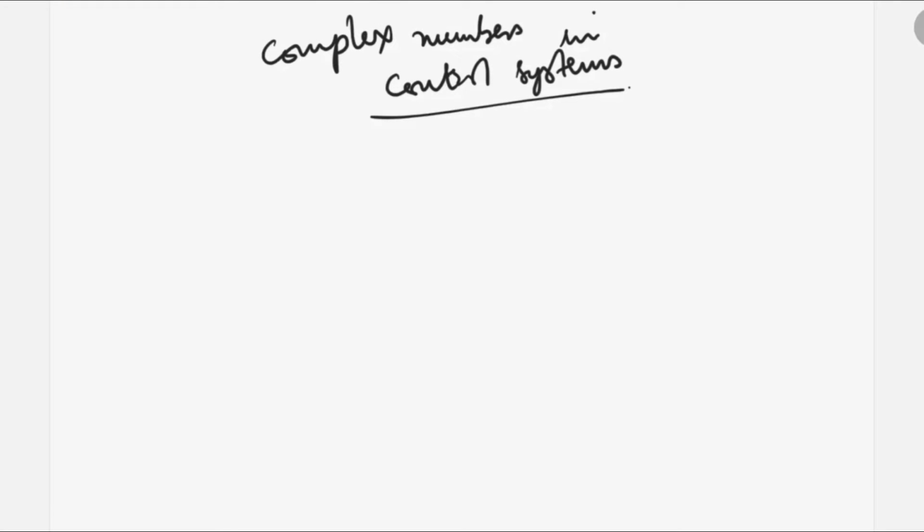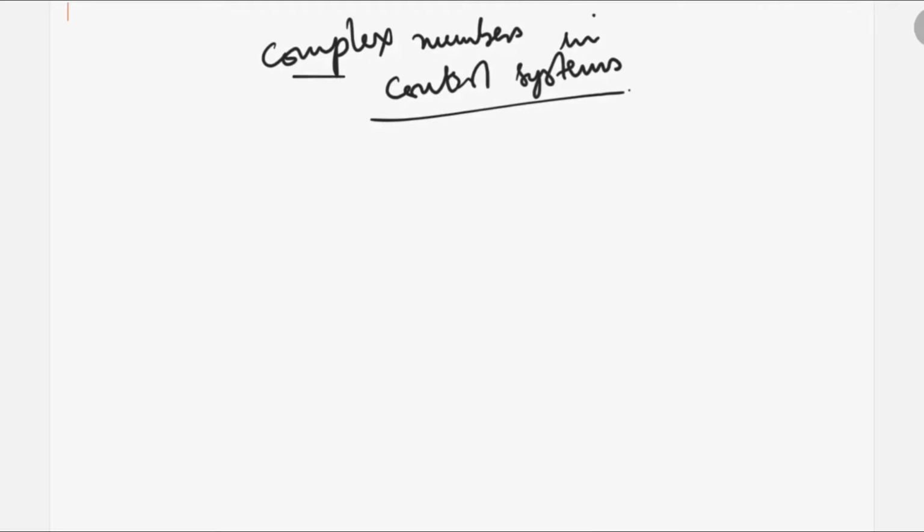Hello everyone. In this video I'm going to discuss complex numbers, especially with the perspective of control systems. So let's start with the simple transfer function, which looks like this. G of s is equal to s squared plus 2.